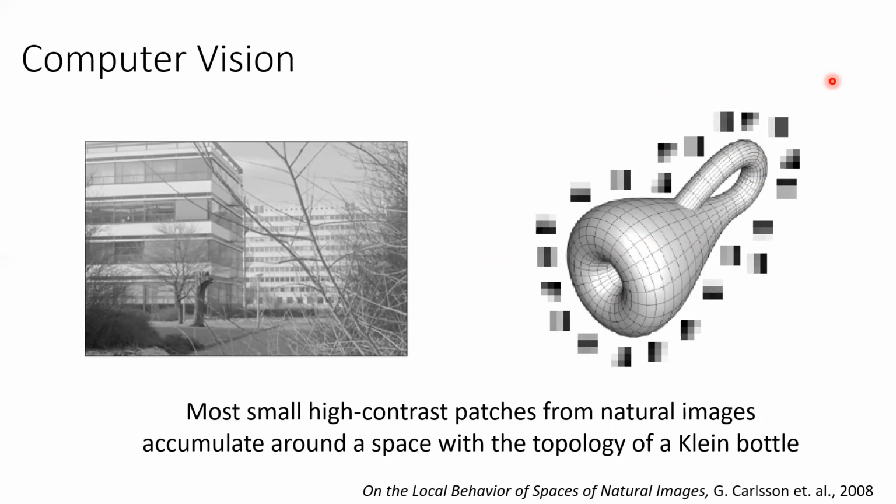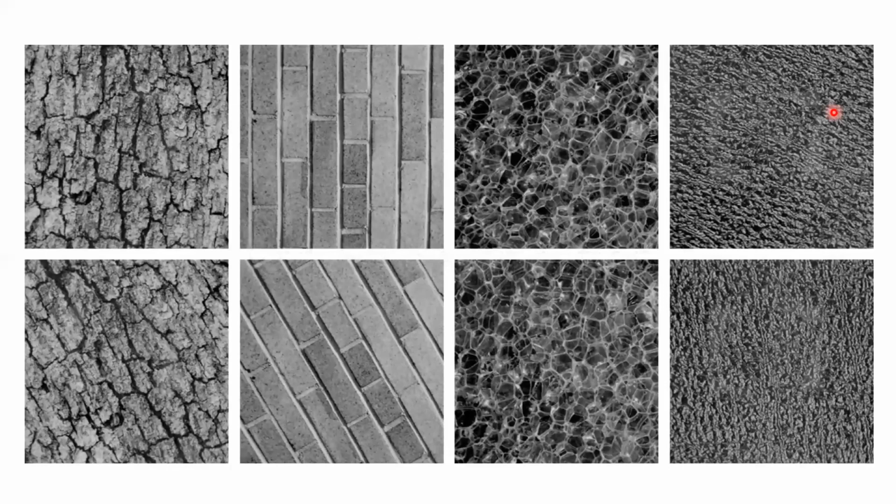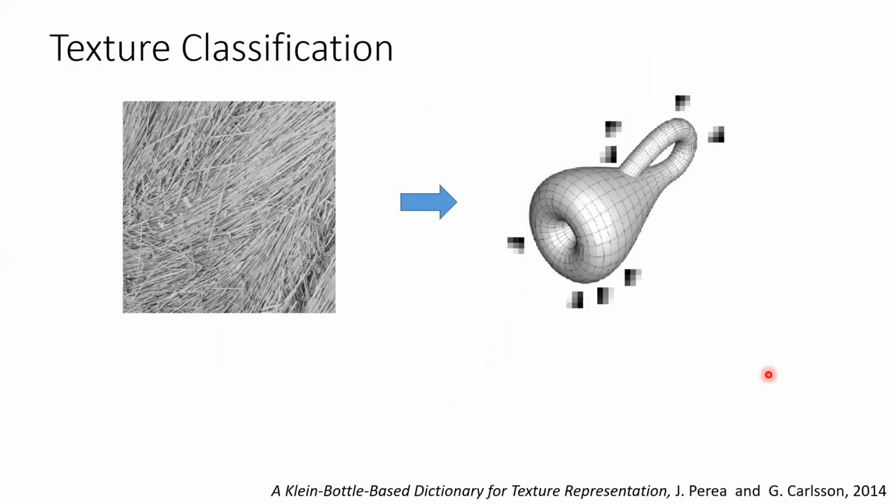What I'm going to show you now is one technique that one can use to leverage this model of natural images. And the application that I'm going to show you is to texture classification. So what are textures? These are images of objects that have statistically similar patterns as you move across the image. And here I'm showing you 4 different textures and 4 different textures at a different rotation angle.